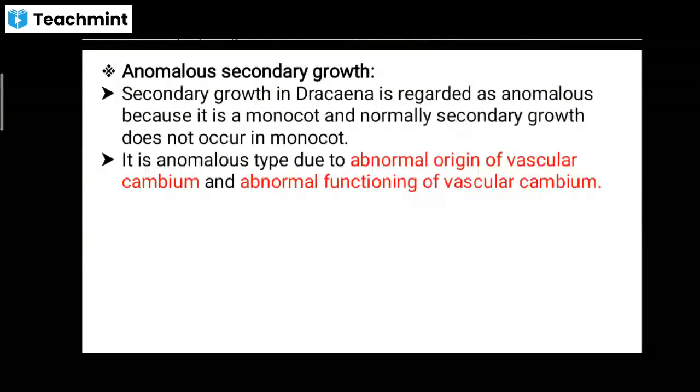But here in case of the Dracaena plant, they show abnormal activity. Abnormal activity, that means instead of adding the xylem or phloem, they can add different types of cells, or the position can also change. That means phloem cells can be added in place of xylem, and xylem cells in place of phloem. So this is the abnormal activity. So here in case of the Dracaena, the position of the cambium is also abnormal, and the activity of this vascular cambium also shows abnormality.